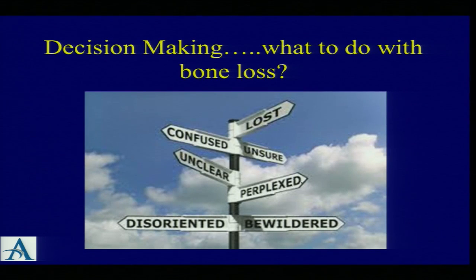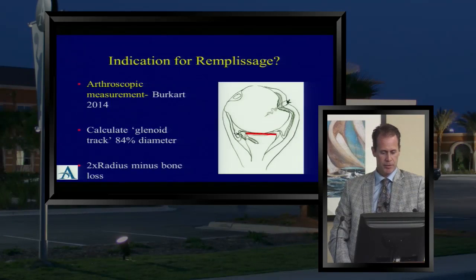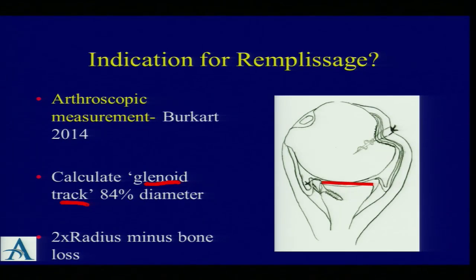So everyone now is thoroughly confused, perhaps, about what we really should be doing. What's the indication for a remplissage? So this is that on-track, off-track consideration that Burkhardt described last year. There's another paper that talks about the glenoid track being 84% of the diameter, and there's a lot of math involved. If you can't measure this arthroscopically, this red line here, you can go from the bare spot to the posterior edge, which is the radius multiplied by 2, blah, blah, blah. Don't worry about all that.